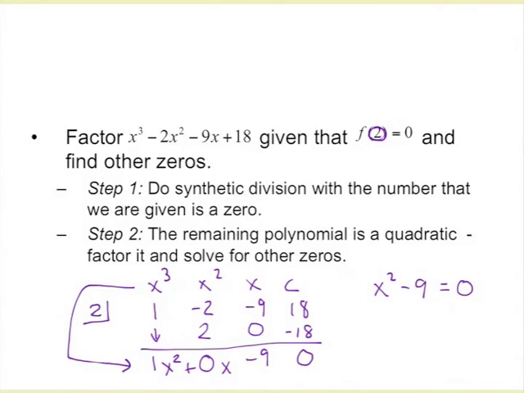This is a quadratic equation. We just spent a whole long time learning how to solve quadratic equations in several different methods: quadratic formula, factoring, taking square roots, lots of ways. We want to solve this now. I would solve it with square roots by adding 9 to both sides and taking a square root. And I get x equals positive and negative 3. Those are the other solutions to this equation.